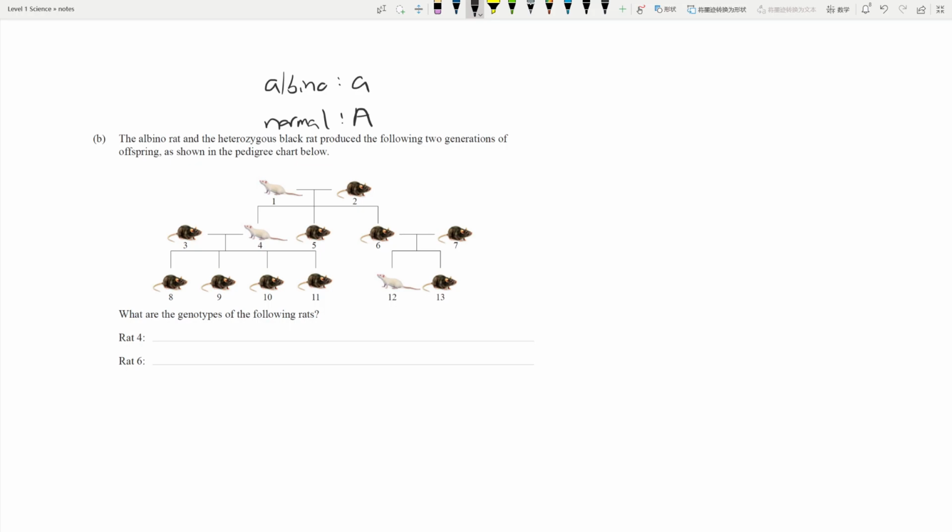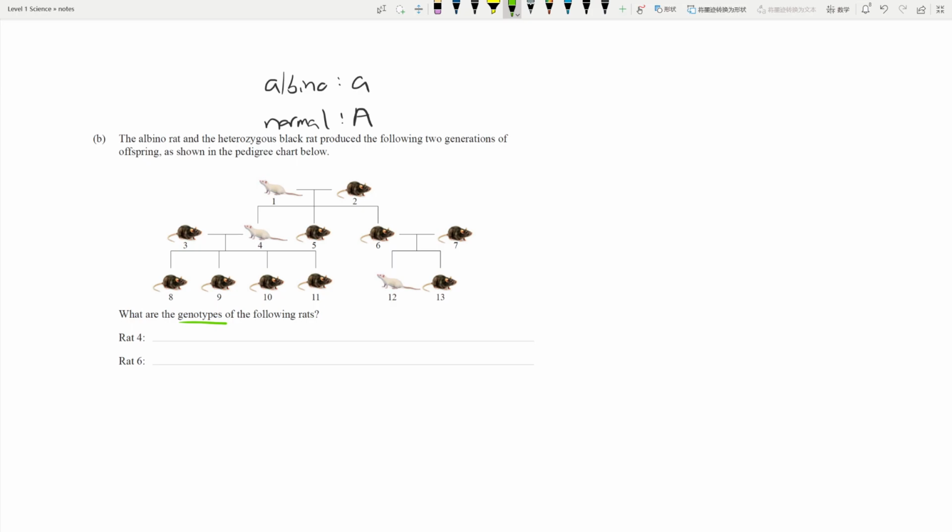Now the albino rats, well, this is your typical pedigree chart. You look at the family tree of the physical traits that we're looking at, and then you can actually predict what the genotypes are of the following rats.